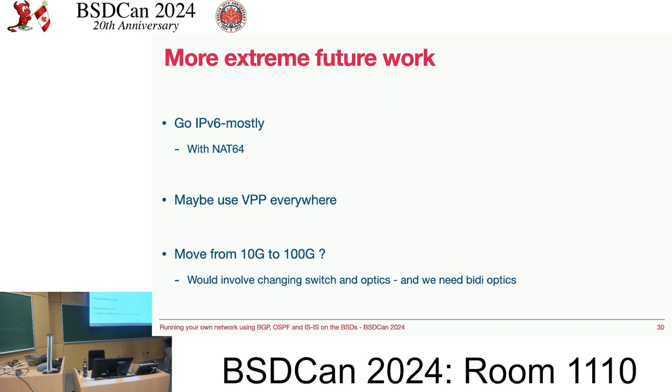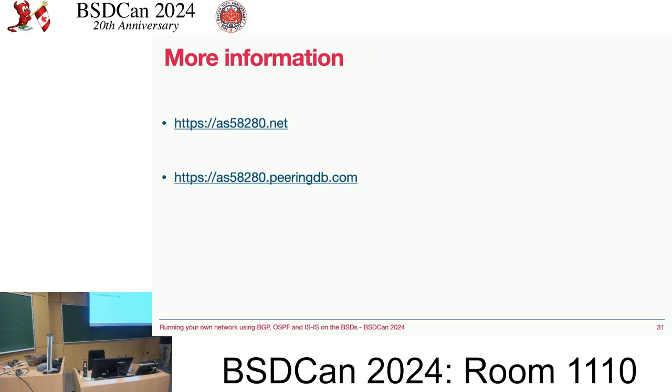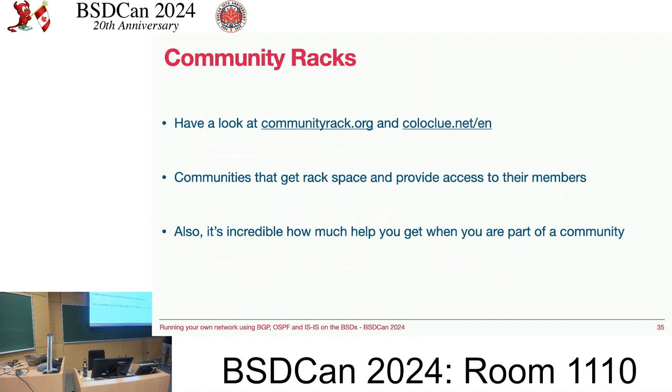Any other questions? No? Then I had one last slide about community recommendations. There's Coloclue. I pointed directly to the English website. Anyone can become a member, and you pay for the units you put there. In Zurich, we have communityrack.org, which is also an association. You can join it and get some space.